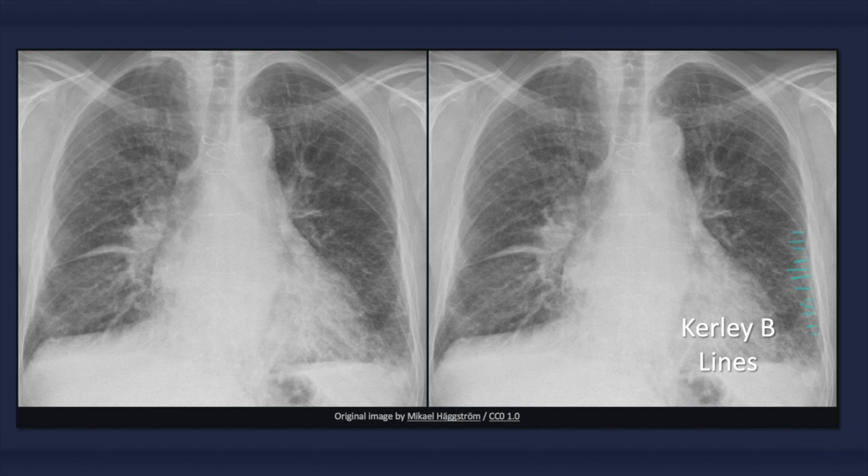Now let's turn our attention to the bottom right corner of the radiograph. Note that there is a decrease in definition of the left costophrenic angle, a finding that is consistent with a pleural effusion.